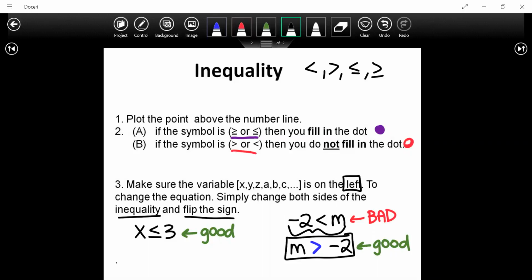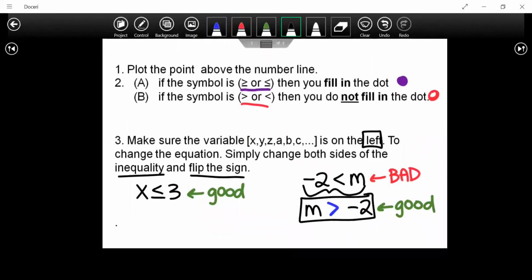We always want to make sure that the variable is on the left-hand side. To change it, if it's on the right, we just switch the number and switch the sign. Okay, easy enough. We're going to do a couple of examples. You have rulers in front of you to use so that you can make it a little bit quicker. It doesn't have to be perfect. So let's get started drawing some of these.